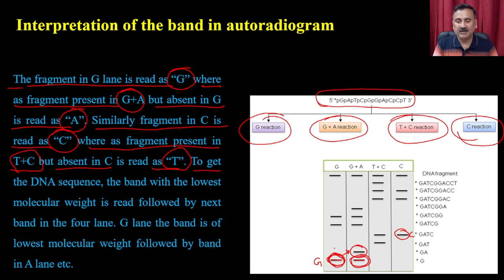For example, this one: the fragment is absent in G but present in G plus A, so this is going to be read as A. The same is true here. For example, this is the T plus C, so this is going to be read as T. And that is how, if you go in the reverse direction, you are going to deduce the sequence, and that is the sequence of that particular DNA. So the way you read this sequence is that you read the lowest band, and then you go to the higher bands.